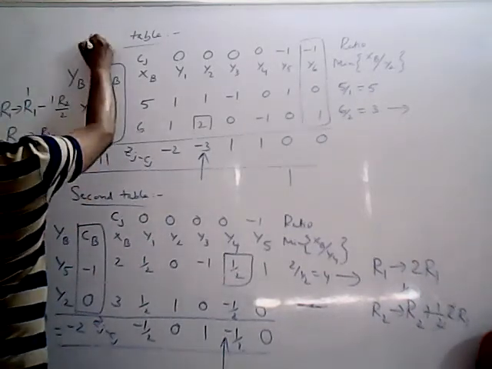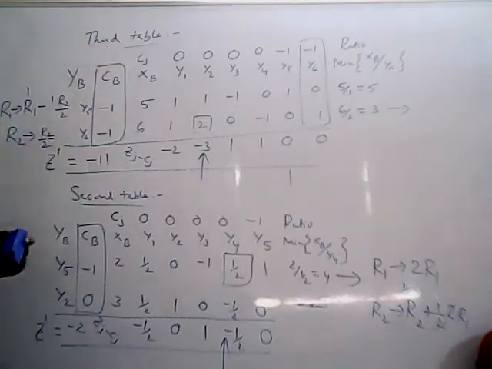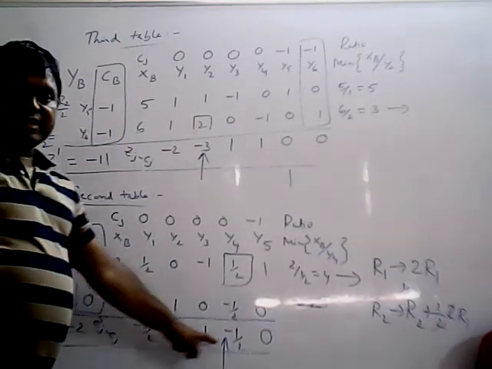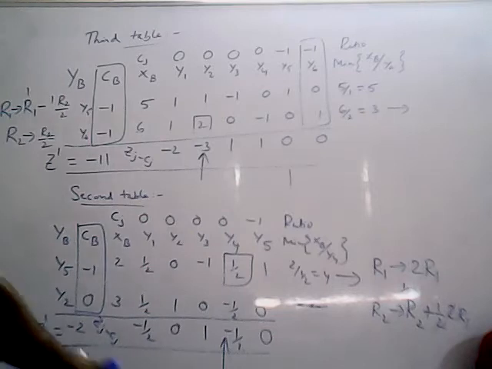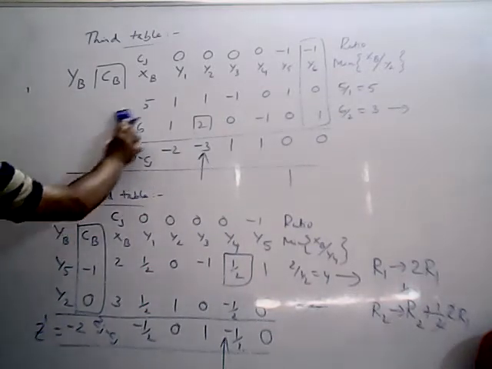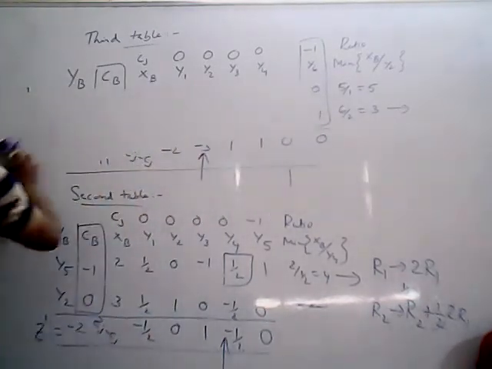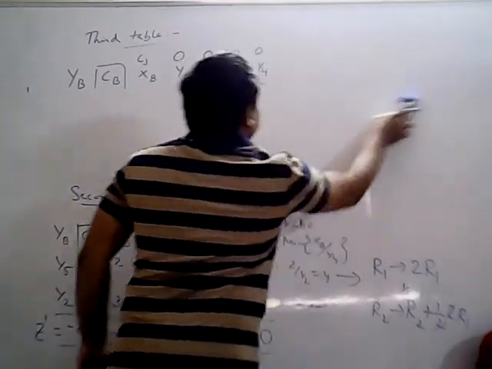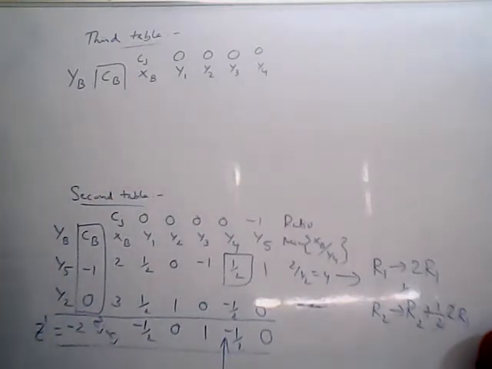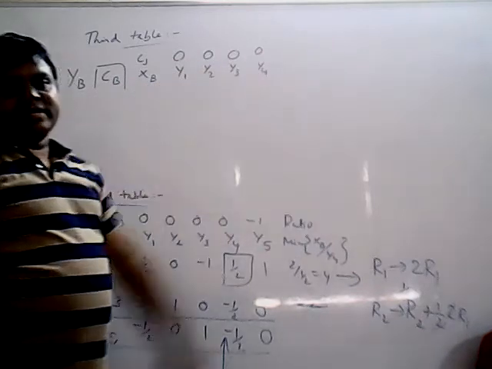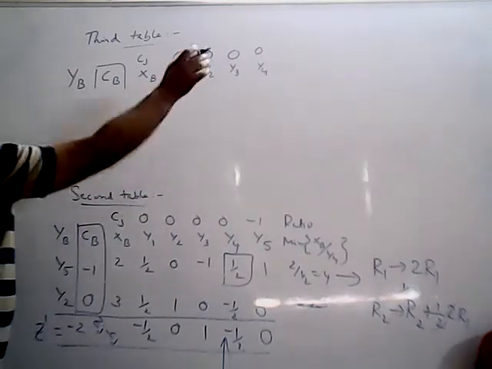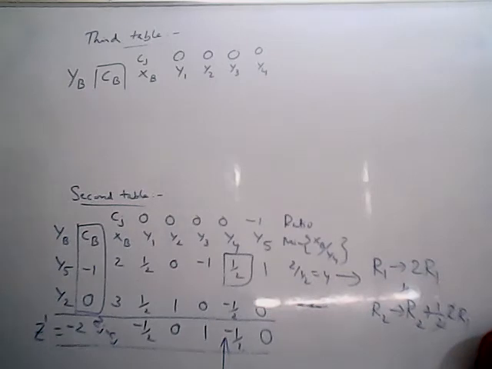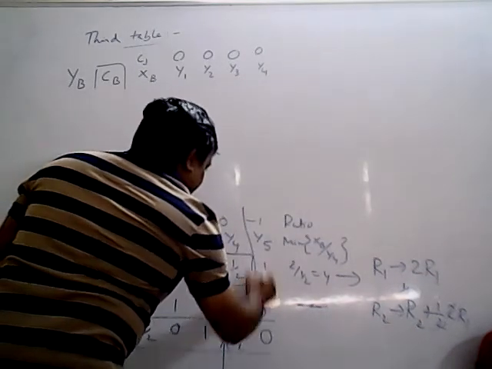Now begin third table. You have to repeat the procedure until you get all greater than or equal to 0. So third table: Y3 is deleted. Y3 is an artificial variable, you should not require that Y3. Now these are the 0, 0, 0 you get. Why? Because Y3 is deleted, it is an artificial variable. So Y3 column is not required now.